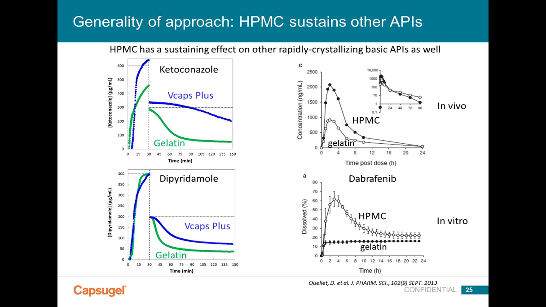And this effect has been demonstrated in the literature for a third weak base, dabrafenib. I've reprinted some of the key findings here. On the bottom right is an in vitro dissolution test that demonstrates that crystalline dabrafenib loaded into an HPMC capsule has a higher Cmax and AUC than that in a gelatin capsule. In the top right figure, the dabrafenib was then dosed in a clinical trial where the HPMC capsule also significantly outperformed the gelatin capsule. So overall, we see that HPMC is a powerful sustaining polymer. VCAPS+ is a simple way to introduce that sustaining polymer to your system for a variety of weakly basic compounds.